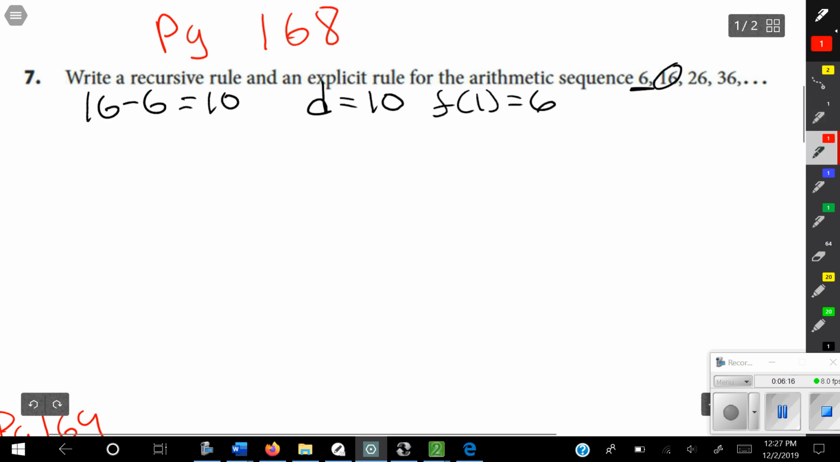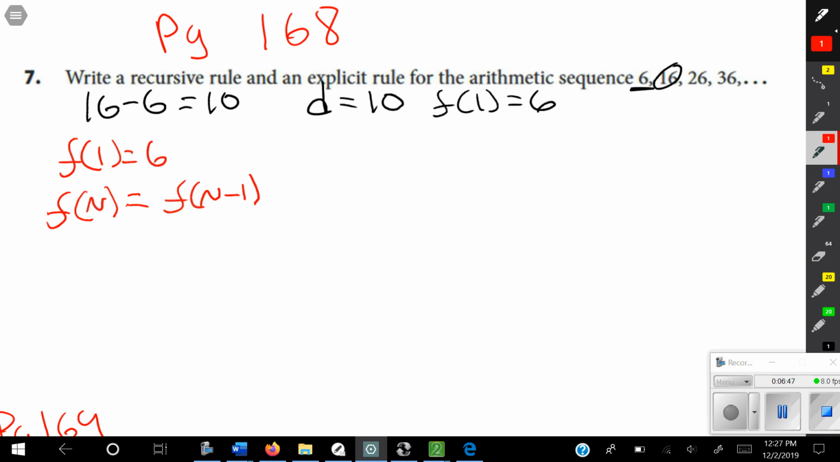Okay, now we have everything we need to write both the recursive rule and the explicit rule. So I'm going to start with the recursive rule. First we list the first term, which is 6. f of 1 is equal to 6. And then we write the rule. We're going to say f of n is equal to f of n minus 1, which only represents the previous term, plus the common difference, which in this case is 6. And that's the recursive rule.